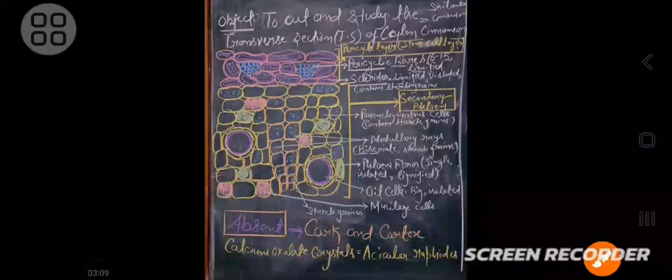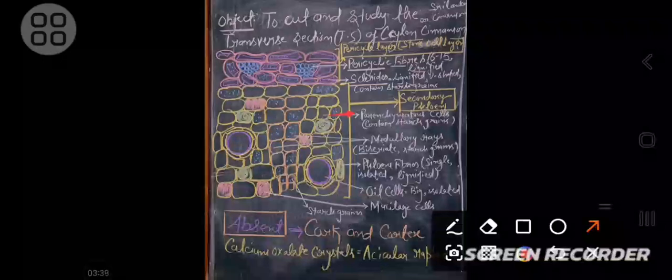Now we come to the second part of the transverse section of cinnamon bark, that is the secondary phloem. Secondary phloem also contains a number of cellular components. We will discuss one by one. First, most of the secondary phloem structure is made up of parenchymatous cells. The yellow color cells, these are the parenchymatous cells which contain abundant starch grain. Parenchymatous cells are those cells in which intercellular spaces are present, isodiametric in nature. They are living cells and contain reserve food materials.